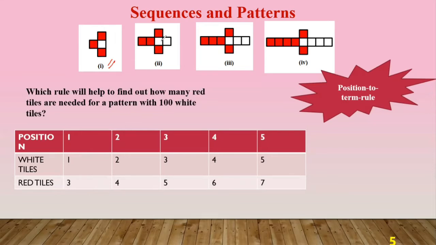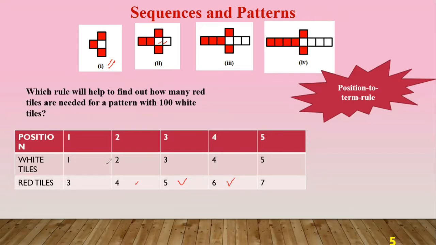In the second position, the white tiles are 2 and the red tiles are 1, 2, 3, 4. In the third, the white tiles are 3 and the red tiles are 1, 2, 3, 4 and 5. In the fourth, the white tiles are 4 and the red tiles are 6. So what is happening every time? You can see that white tiles plus 2 is your red tiles. Number of white tiles plus 2 is your red tiles.